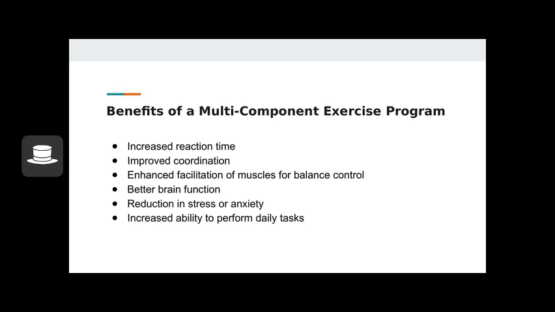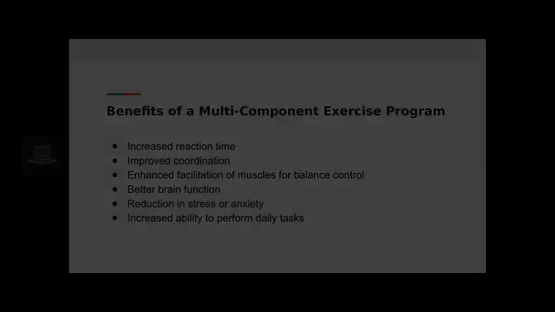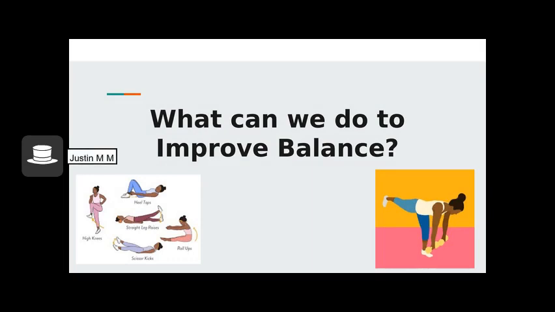So some of the strength training that we may implement can improve weakness in the lower body or joint instability, which we talked about was a risk in the previous slide. It can improve brain function, reduce stress or anxiety, and increase the ability to perform our daily tasks. There are many benefits of a multi-component exercise program that help reduce the risk of falls. But what can we actually do to improve our balance?